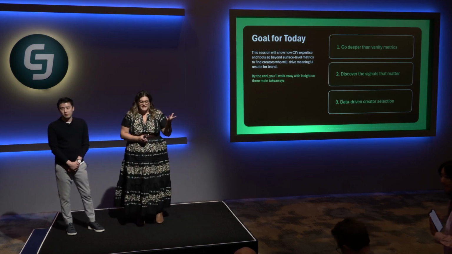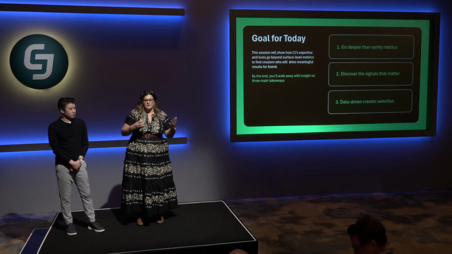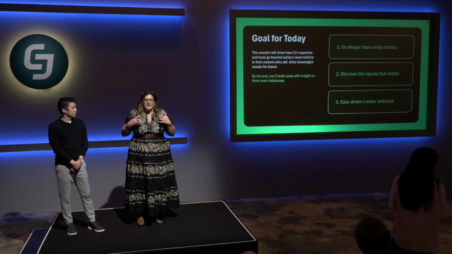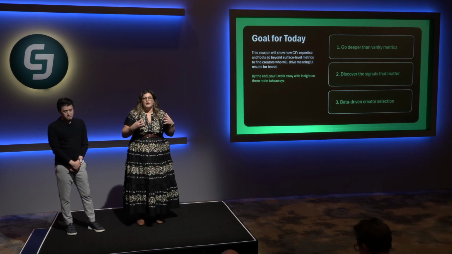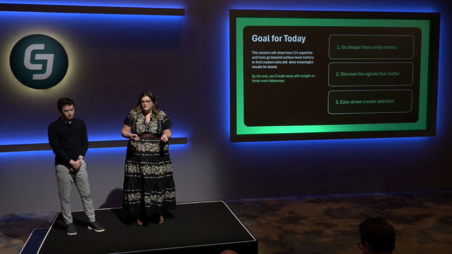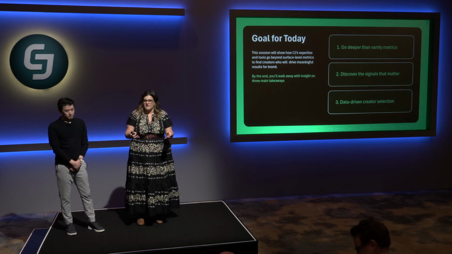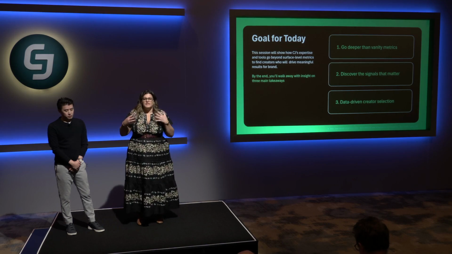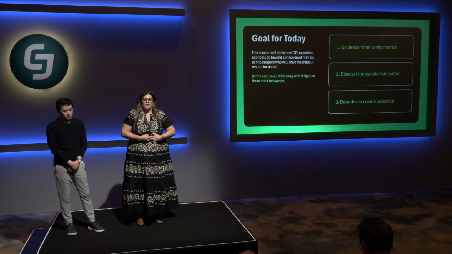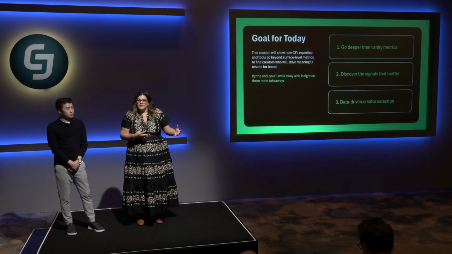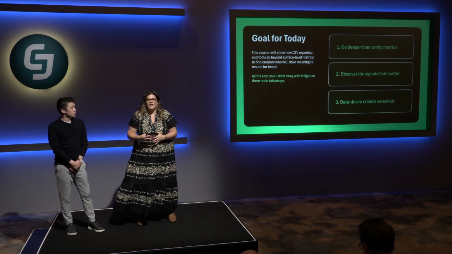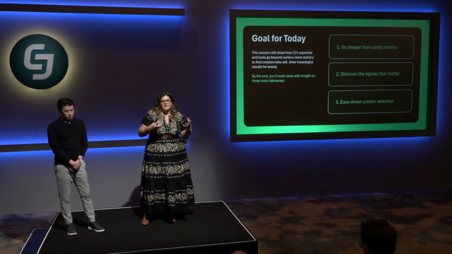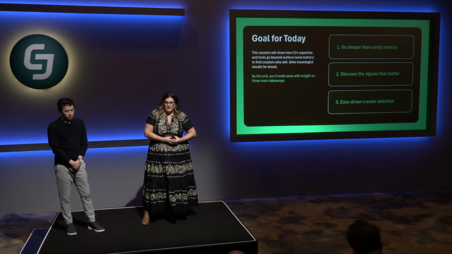Great, so our goal for today is to show CJ's expertise and tools, how we can go beyond surface level metrics and really drive down to a creator strategy that will drive meaningful results for your brand, whatever that means to you. We'll do this in 3 ways. We'll talk about how to go deeper than vanity metrics. We will talk about the types of signals we look at to determine what kind of outcomes we can expect. And we'll talk about our truly data-driven, data-centered approach to creator selection.